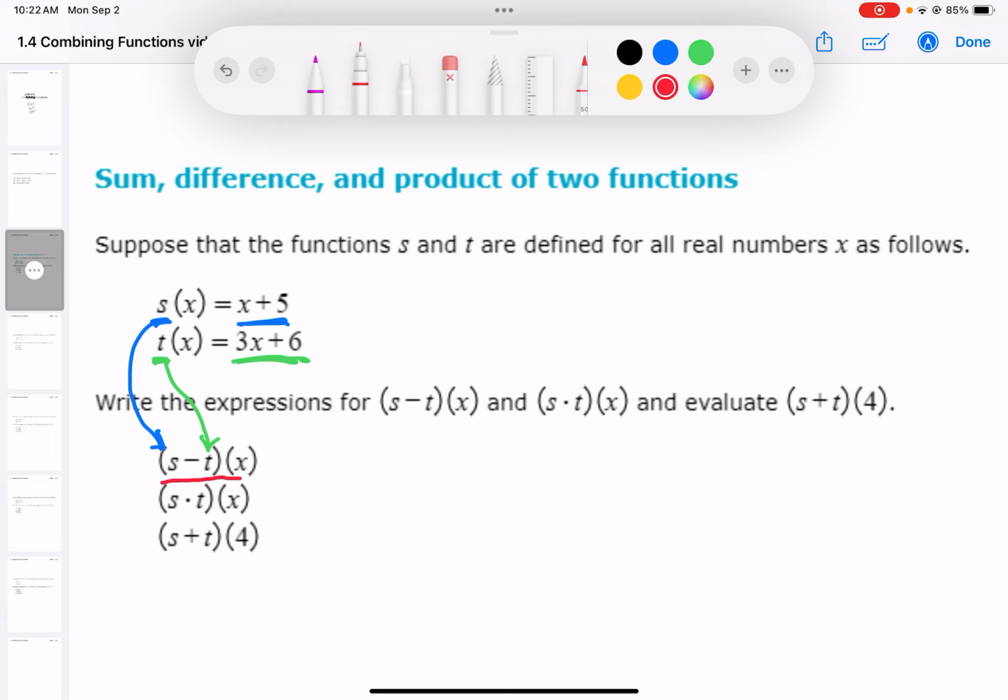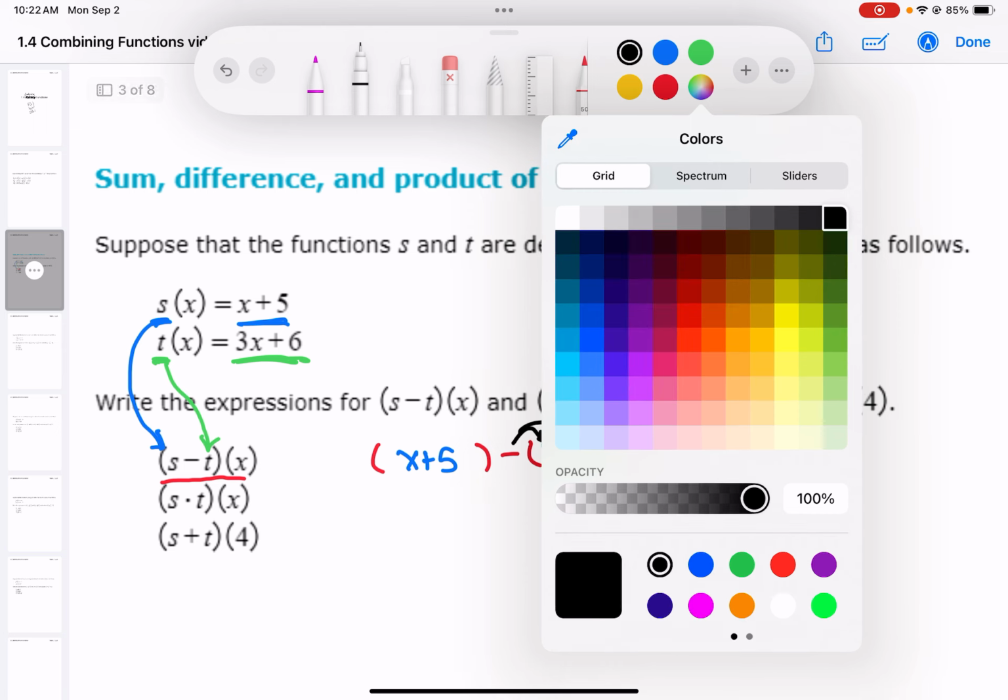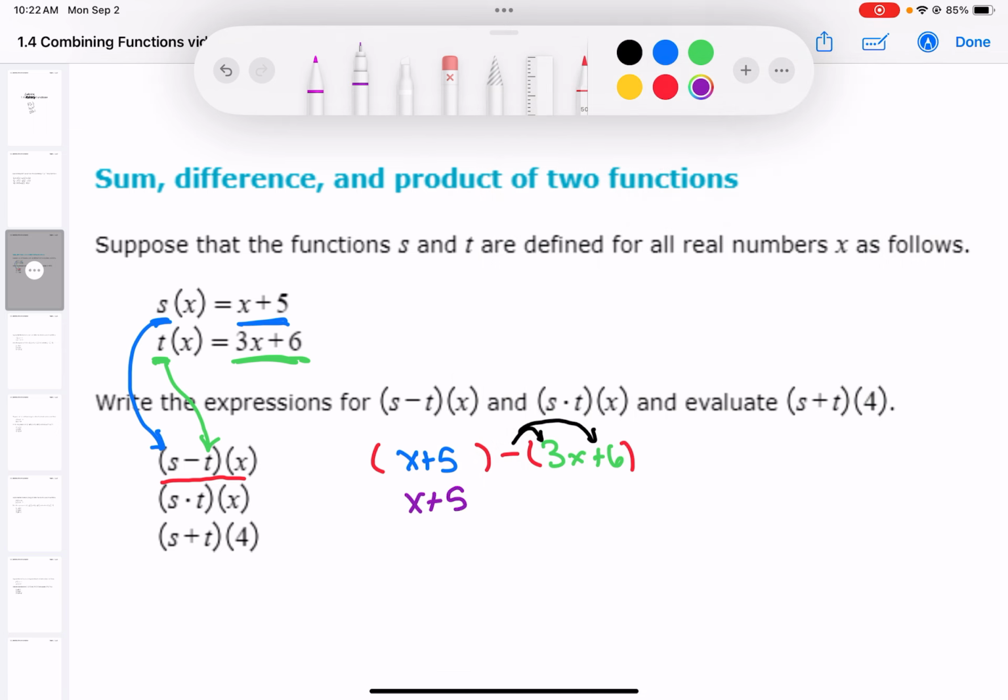So I'm going to do this one here in red. Once again, I really like to put parentheses before I do any substitution. So s is x plus 5, and then our t is 3x plus 6. First thing I want to do is distribute this negative. If it's a positive, it's not going to change anything, but a negative will. This also allows me to get rid of my parentheses. So I've got x plus 5, and then negative 3x, and a negative 6.